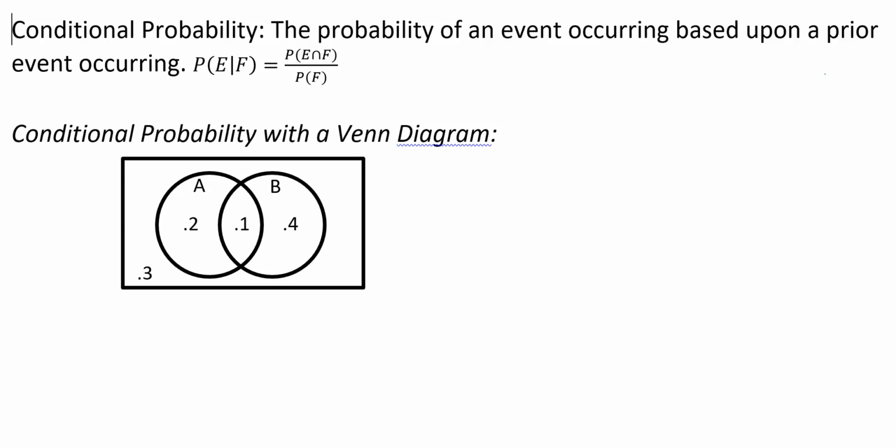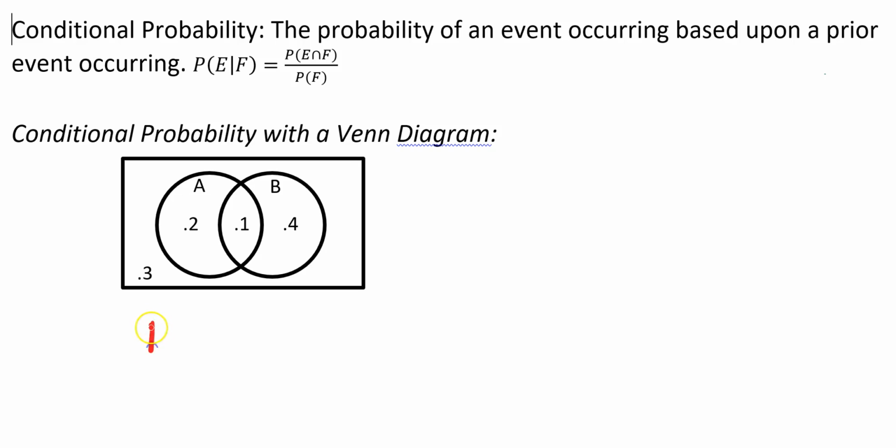This video will take a look at conditional probabilities with a Venn diagram and the independence of two events. So, conditional probability, as a reminder, is the probability of an event occurring based upon a prior event occurring. In a Venn diagram, it may not seem that one event has occurred before another. So let's figure out how to actually calculate a given situation.